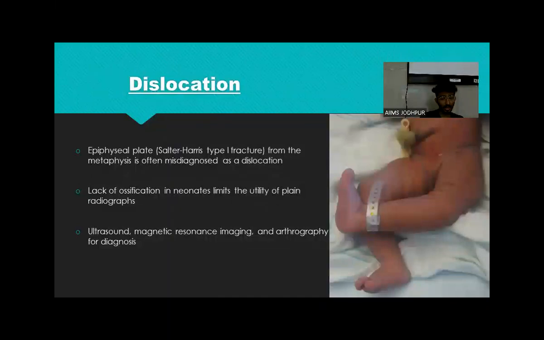Dislocations are very uncommon, and are usually misdiagnosed with epiphyseal injury, that is Salter-Harris type 1 fracture, which is slipping of the epiphyseal plate from the metaphysis. To distinguish it, plain radiographs are usually not satisfactory, as there is a lack of ossification centers in neonates. So ultrasound and MRI may be required to identify this.